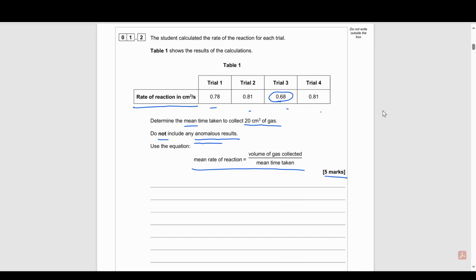So calculating our mean then is going to be 0.78 plus 0.81 plus 0.81, and we're going to divide that by 3. So doing that, we get a mean rate of 0.80. Remember that the unit is going to be the same as that in the table, centimeter cubed per second.